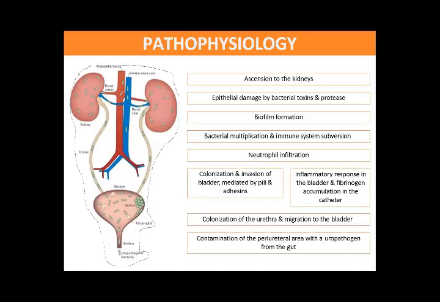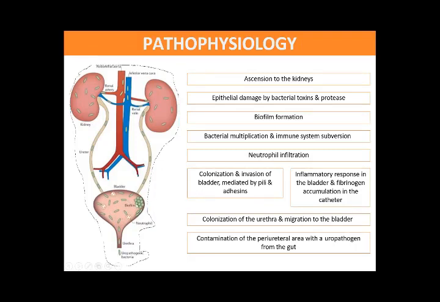If we look at the anatomical structures of the kidney, the ureter, the urinary bladder, and the urethra, these are the sites of ascending infection in urinary tract infection. There is contamination of the periurethral area with uropathogens from the gut. This infection can take place through sexual intercourse, sexually transmitted diseases, instrumentation, or some other kind of infection that can lead to urethritis. Then there is colonization of the urethra, and the bacteria migrate to the bladder. Then you can have cystitis, which is infection of the urinary bladder itself, and then you have ascending infection.